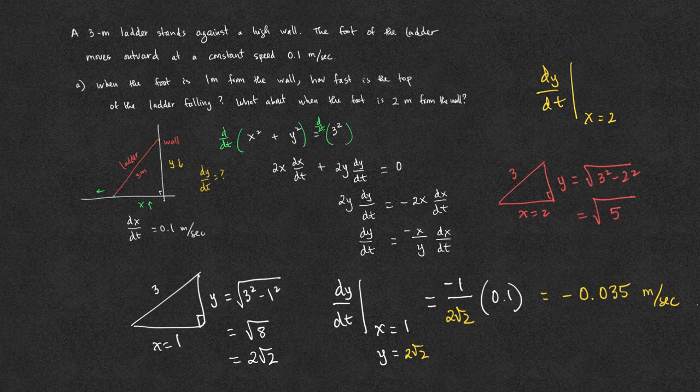And so when the foot of the ladder is 2 meters from the wall, and the top of the ladder is root 5 from the ground, the rate at which the ladder is sliding outward is still 0.1. Put this in the calculator, we will see that this is negative 0.089, and the unit is still meter per second.